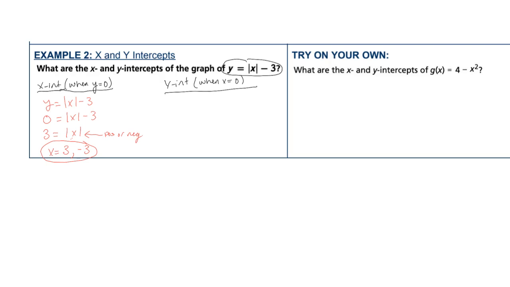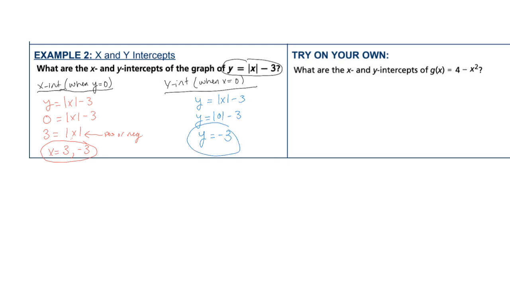Okay. All right. So next is to find our y-intercept. So we're going to substitute 0 in for x into our function. So y equals absolute value of x minus 3. I'm going to substitute in 0, so y is equal to -3. That means we're crossing our y-axis at -3 with this function. Okay, and this is our y-intercept.